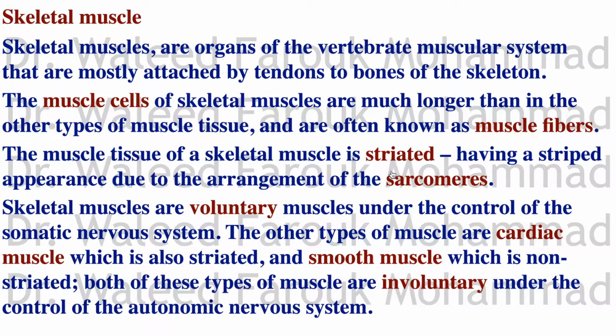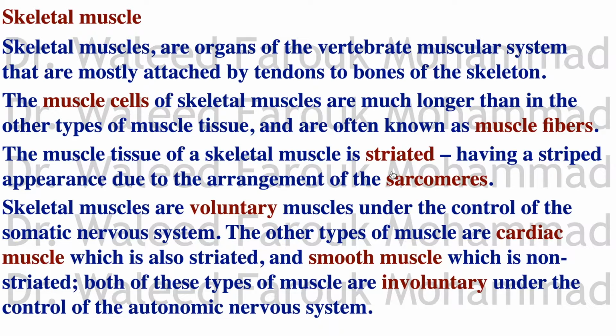The skeletal muscles are composed of muscle cells. The muscle cells are much longer than the other types of muscle tissue, and are known as muscle fibers. Each fiber is composed of myofibrils, that is actin and myosin, as discussed later. The muscle tissue of skeletal muscle is striated because of the positioning of the actin and myosin molecules, and each striation is called a sarcomere. It's the functional unit of the muscle.